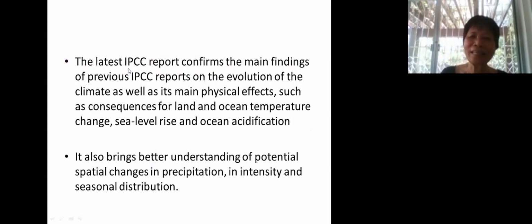What is the IPCC? This is the Intergovernmental Panel on Climate Change created by the United Nations. They report the main findings on the evolution of climate as well as its main physical effects, such as consequences for land and ocean change. There is sea level rise and ocean acidification. It also brings better understanding of potential spatial changes in rain, precipitation, in intensity and seasonal distribution. According to some of the people interviewed, they usually harvest in May, but now they change their harvest calendar, they change their planting season because of climate change.